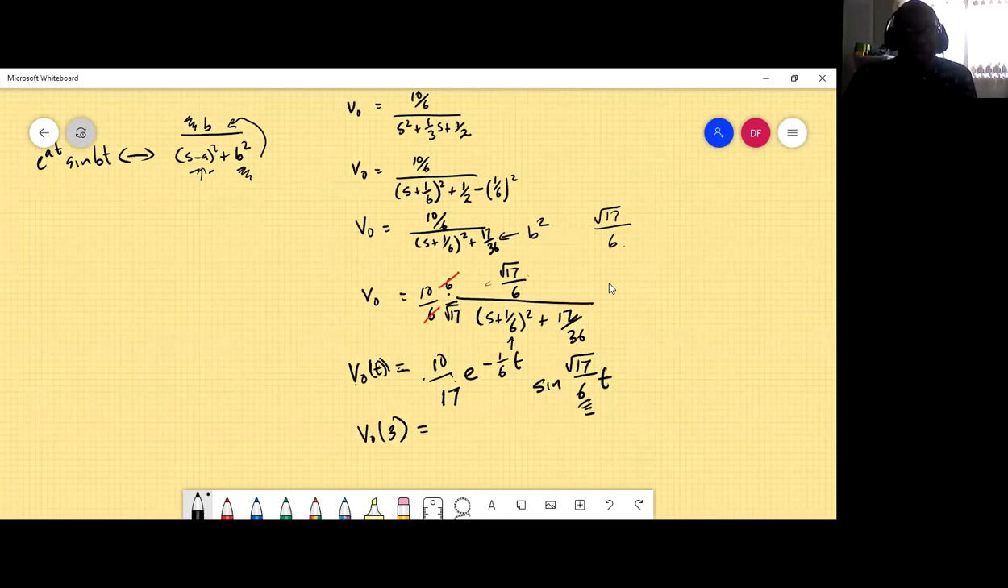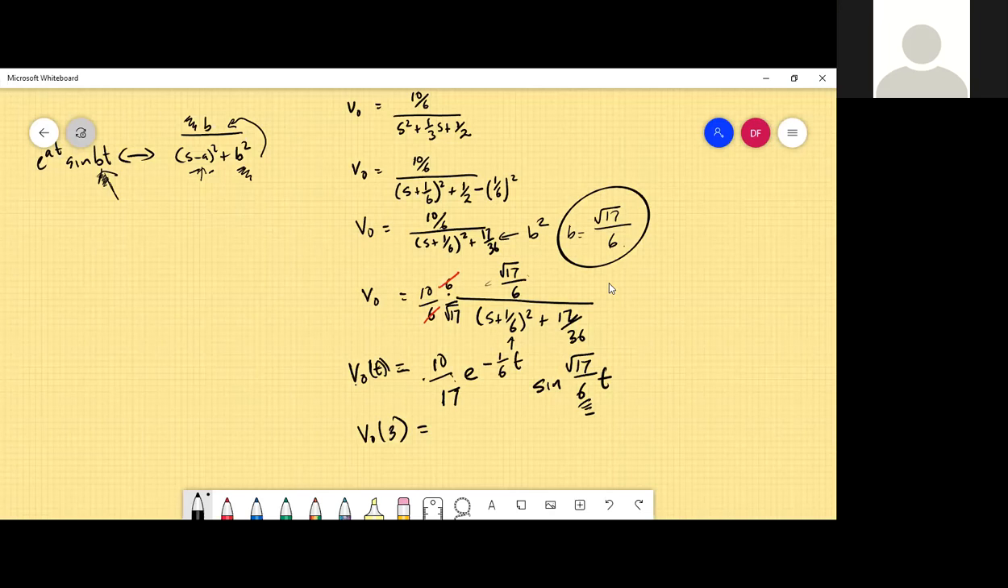So the transform says that what is in front of the sine is b. So that is why I put the root 17 over 6 as b. Remember, so now this is b squared. So b is going to be equal to, if b squared is 17 over 36, then b is root 17 over 6. And in my Laplace transform that I have here, I have to put b in front of the sine. So that's why I have the root 17 over 6. Make sense?